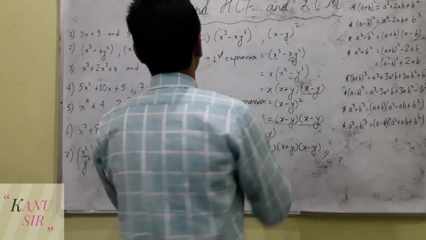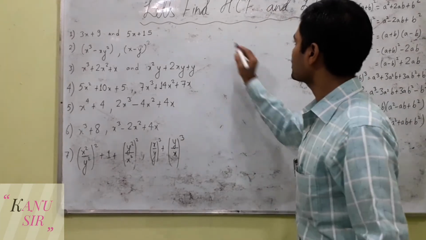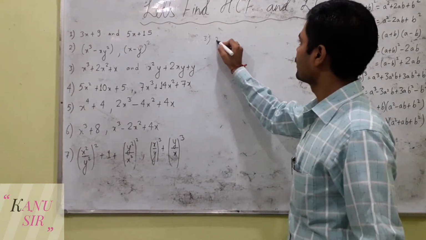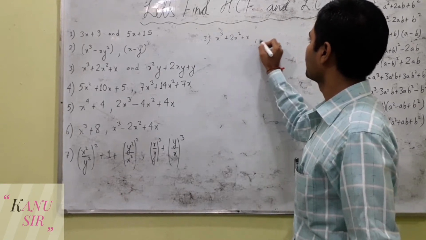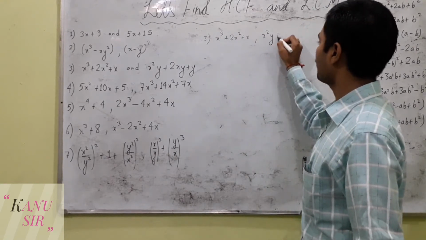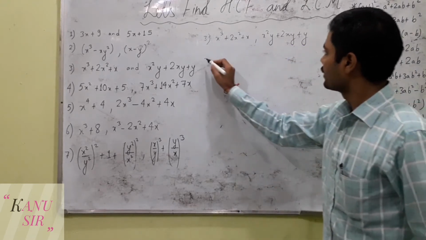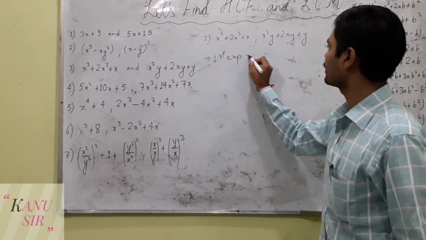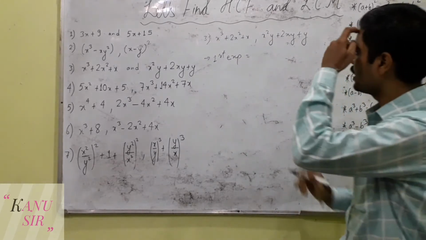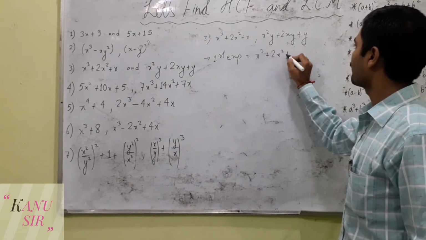Now next is question number 3. In question number 3, you can see the first expression is x cube plus 2x square plus x. The second expression is x square y plus 2xy plus y. Let us take the first expression, x cube plus 2x square plus x.